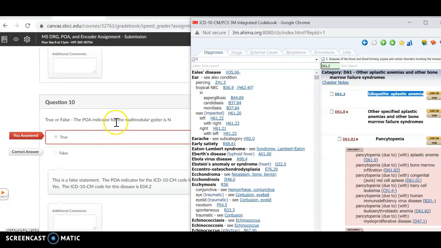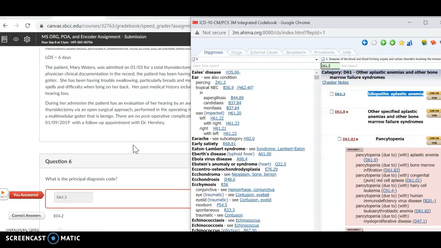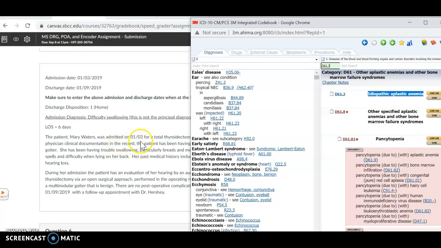Okay, and then here again, the multinodular goiter. Yes, it is present on admission, so this should have been false. The patient did have it when they presented, or when they were admitted. So again, just a couple small mistakes.